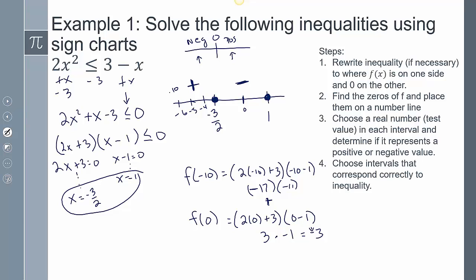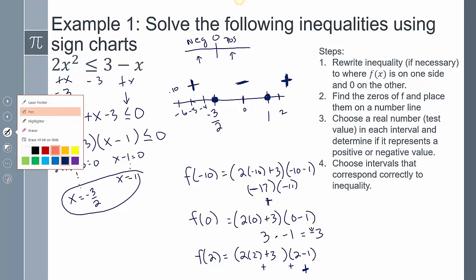And then the last one is picking a value on this side, so like, I don't know, 2. So then I get f of 2. And so plugging in 2, you're going to get a positive times a positive, so my number is going to be positive. And so this region here is going to be positive. Now this is the reason why I just want to know if my values are going to be positive or negative. And it's going to be this statement here.